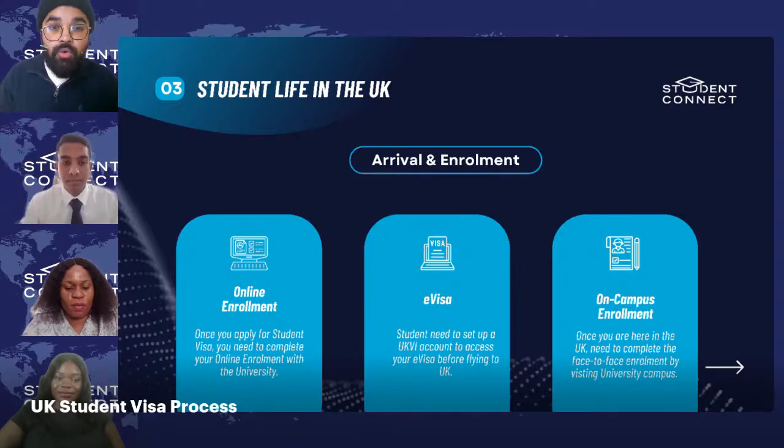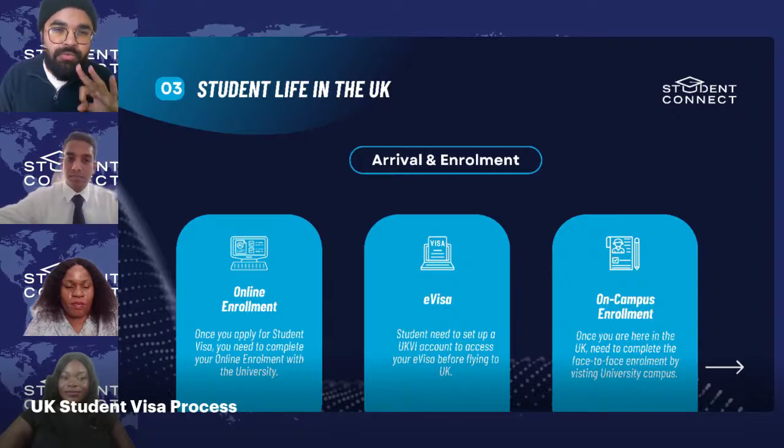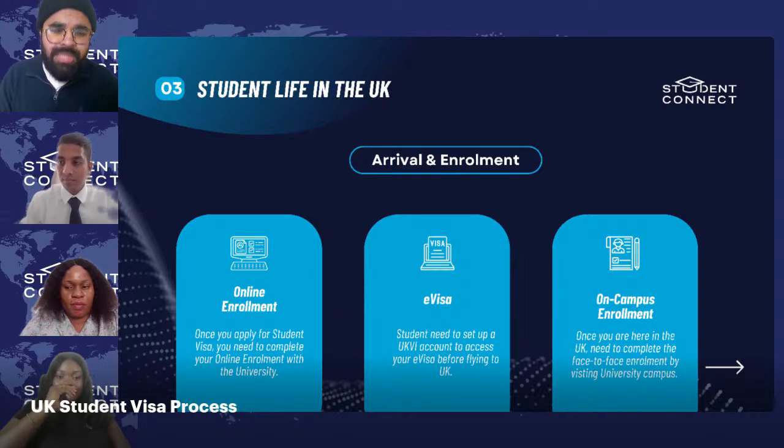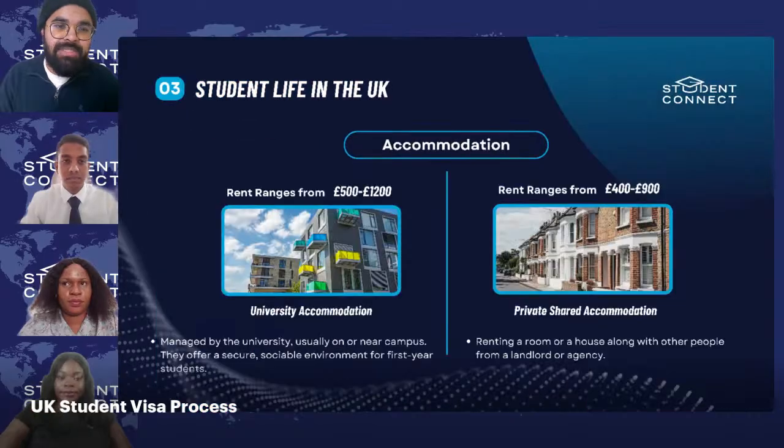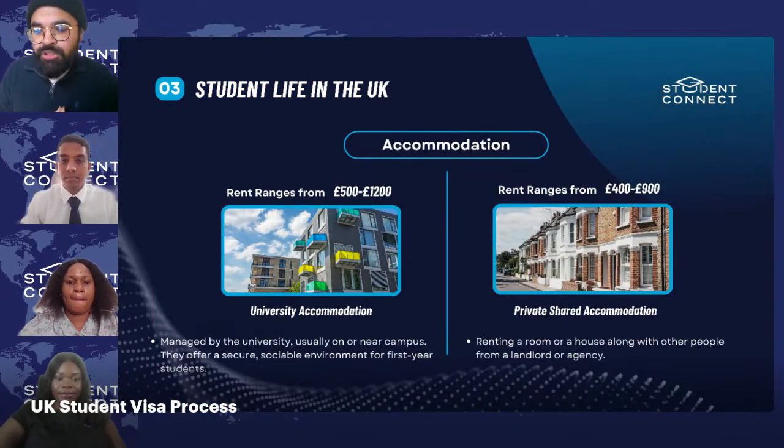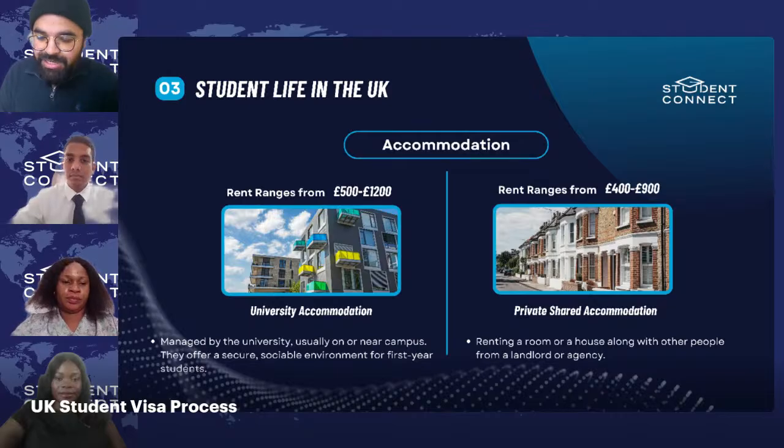You have to go there, speak with the registrar or someone who will help you with your on-campus enrollment. These three things are very important because if you do not do online enrollment and on-campus enrollment on time, then there is a higher chance you might not be able to actually get the seat and your course can be curtailed as well.